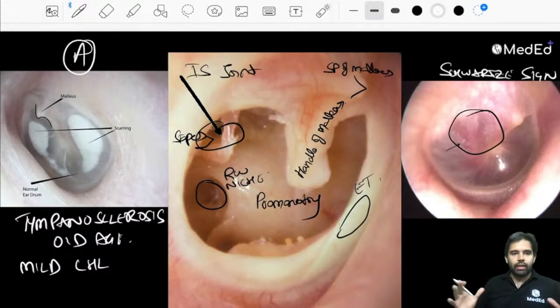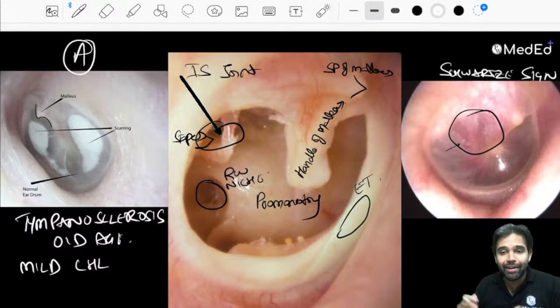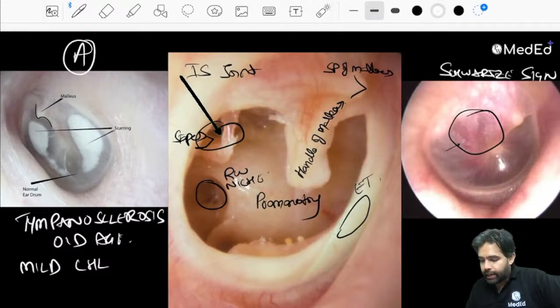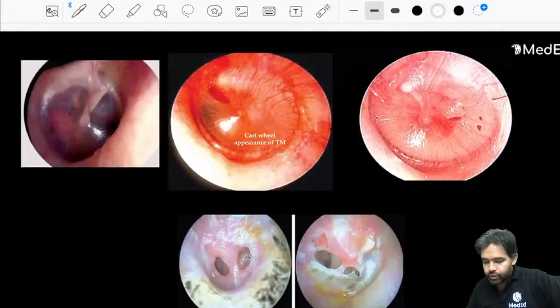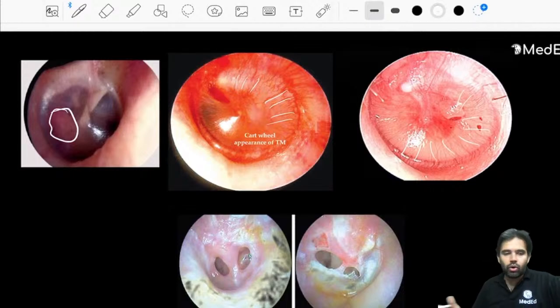All right, so I think now you're fairly used to these images and these structures, so I hope you will not have any confusion in picking these in your exams. Another Schwartz sign over here. I'm just showing you multiple varieties of Schwartz signs so that you do not get confused. Here this is another variant of the cartwheel appearance. You can see a little bit of these blood vessels over here, right? So patients can come in any stage.